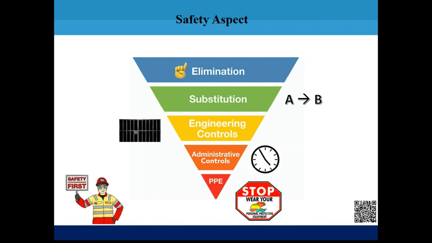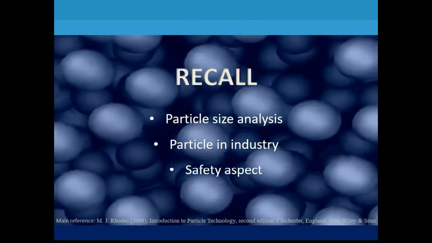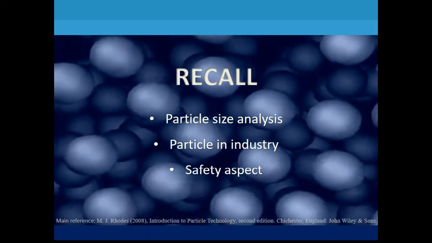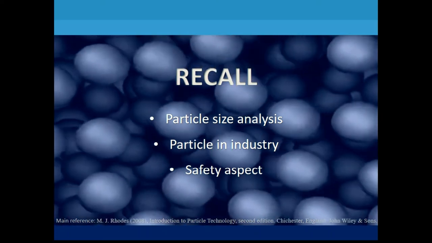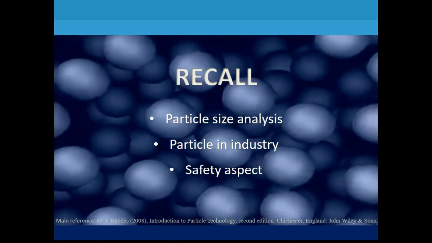Administrative control comes in to change the way people work. For example, reduce the exposure time of workers to the hazard with a shortened shift work. Lastly, workers may need to be equipped with proper personal protective equipment for protection in the workplace. In this lesson, particle size analysis, particles in industry, and safety aspects related to particles have been discussed.